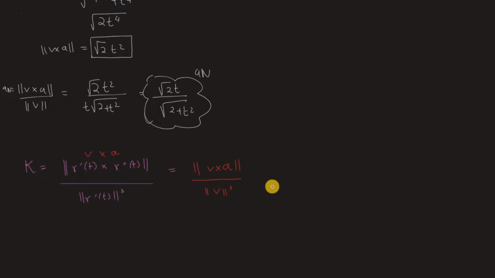The magnitude of v cross a, we already have, which equals the square root of 2 t squared. And what about the magnitude of v? We have it as square root of 2 plus t squared. Oops, that was after the simplification. It was originally with t. Now we need to make it to the power of 3, and this completes your answer.